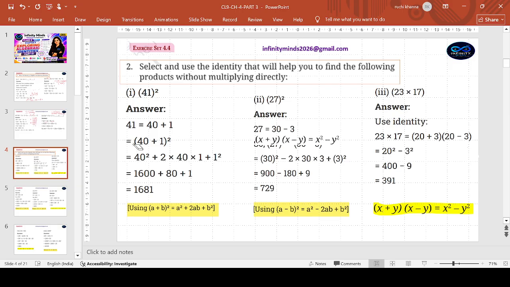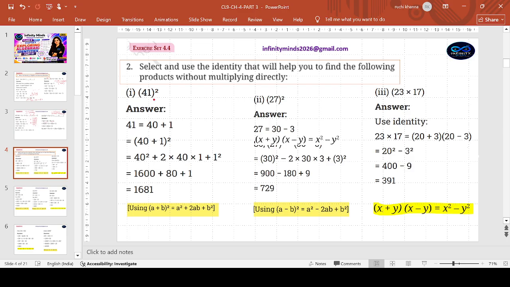So entire question 1, whether it was framed in the form of filling the blank, for you it was a proper question of getting practice for splitting the middle term, factorizing, making factors of a polynomial using different ways. Question number 2. Select and use the identity that will help you to find the following products without multiplying directly. Basically, application of certain identities, and no one is asking you to actually multiply 41 into 41. That is not to be done. You have to make sure you use an identity.